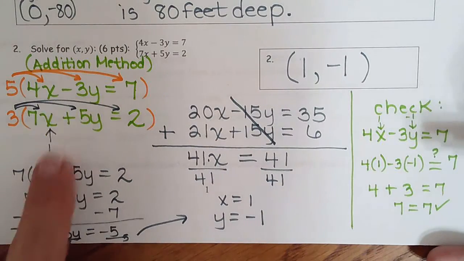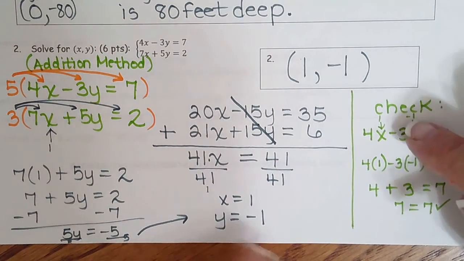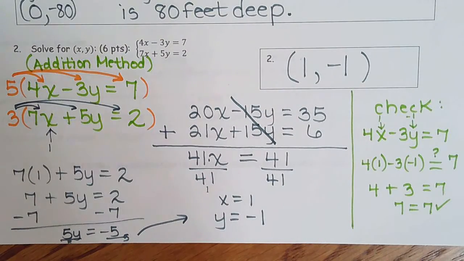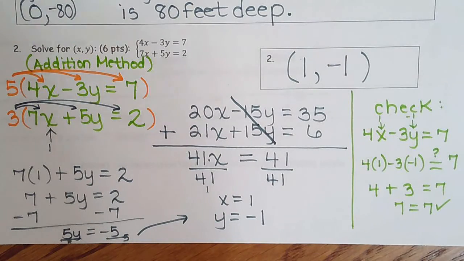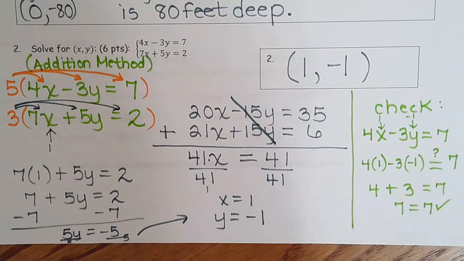So I used one equation to find the other letter, and then I used the equation that I didn't use for that to do the check. That way I've checked it into both. And remember, our solution to a system is the point of intersection. So your final answer should always be written as a point.